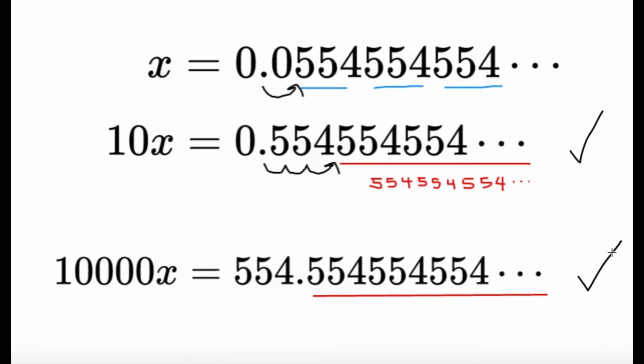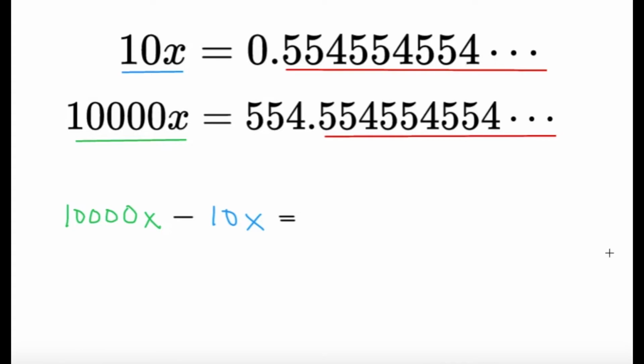So what can we do with these two? Since the repeating part is after the decimal point, what's going to happen if I make 10,000x minus 10x? That's very simple, actually. Note how the red parts, or everything after the decimal place, will cancel out. And on the right-hand side, we're just left with 554, because the repeating part, the red highlighted part, cancels out. Now, this is very simple. We're just literally solving for x.